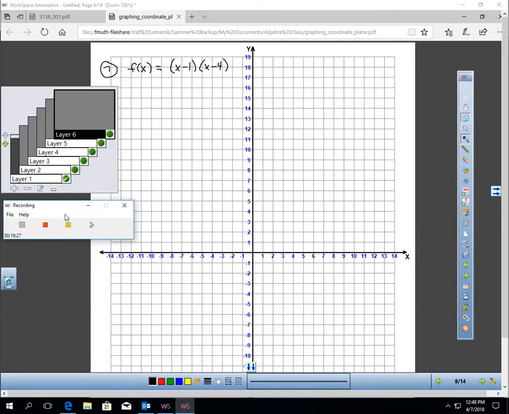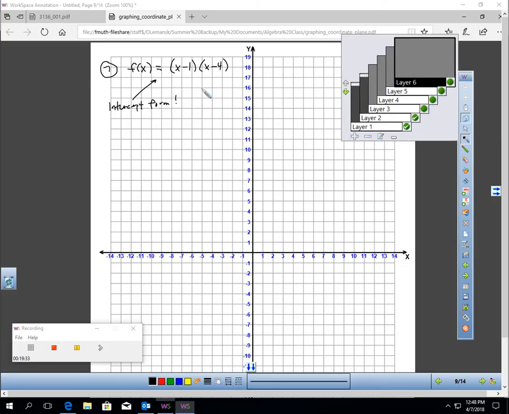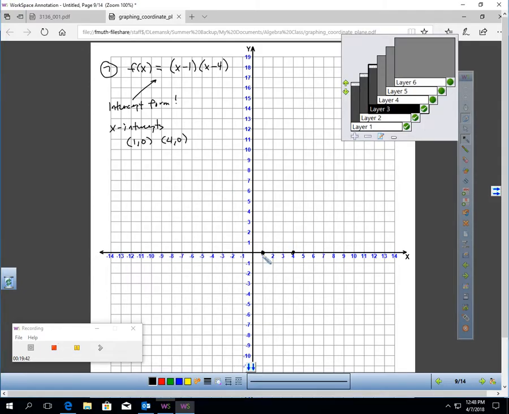Okay, I'm back. So for number 7, they want us to graph this intercept form quadratic. So first of all, you notice it's an intercept form. Intercepts are 1 and 4. Remember, these are backwards from what they look like. So you can see I plotted 1 and 4. The axis of symmetry is in between those, so I have to average them out. 1 plus 4 divided by 2 is 2.5. There's my axis of symmetry.